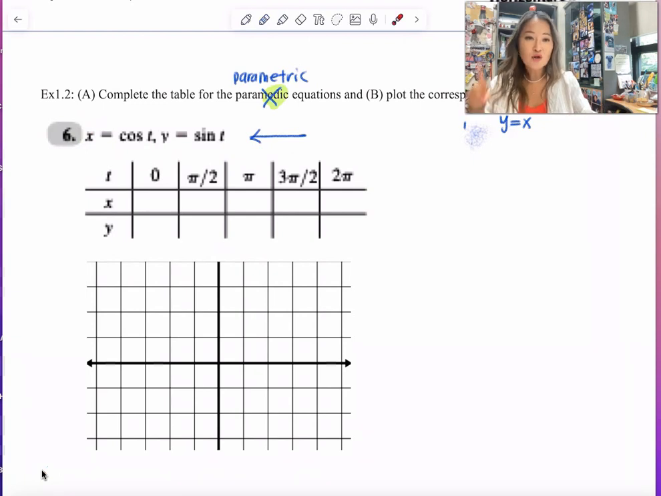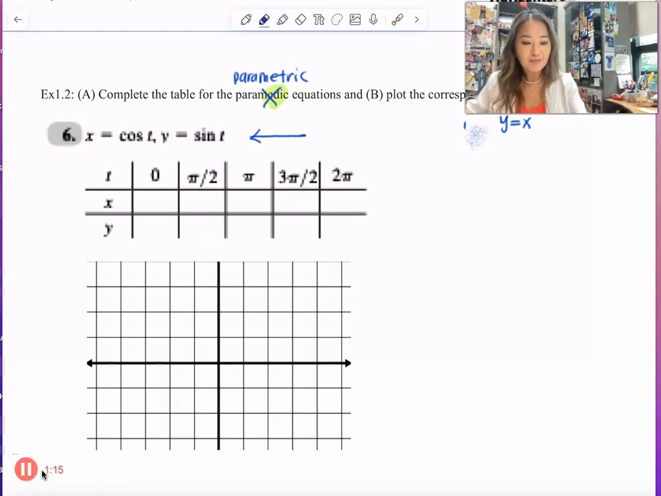So why don't you do this? Stop the video, plug in your values of t for this, and see what you get for x and y, and see what kind of graph you produce. Maybe make some predictions. What do you think it's going to produce? Stop the video now. Go!